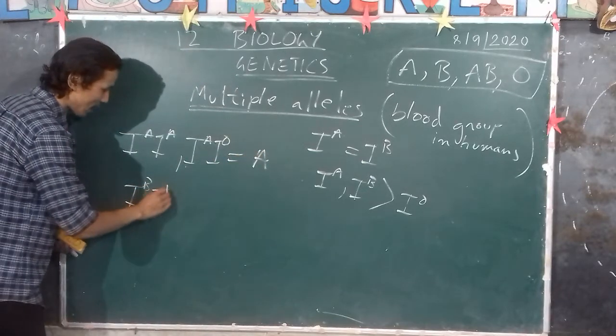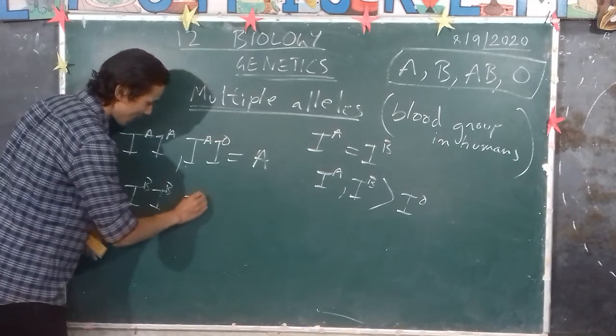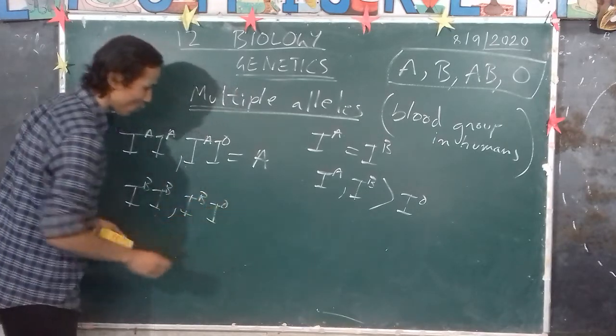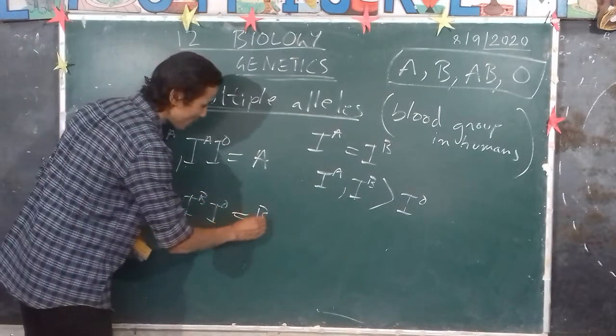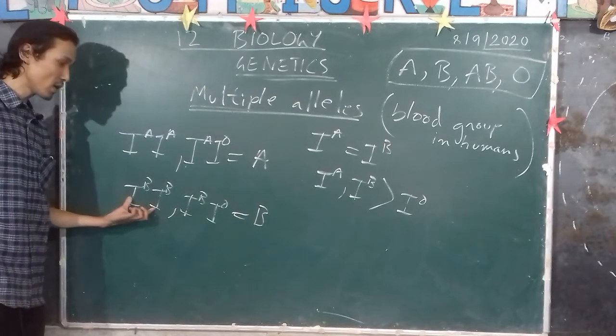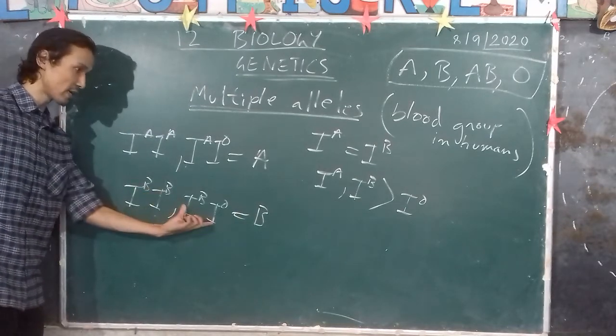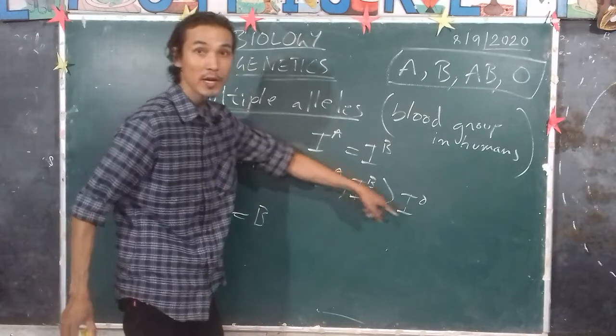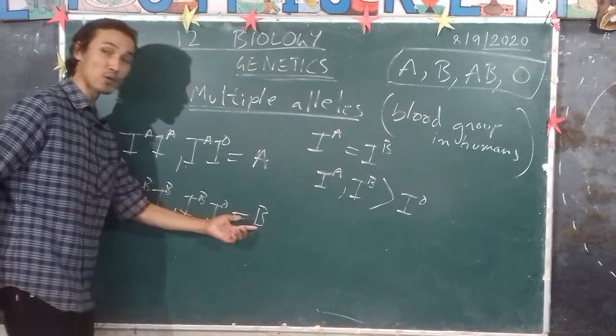IB, IB, IB, IO gives you blood group B. Again, homozygous B, both are expressed. Heterozygous, again, IB is dominant over IO. So the individual has blood group B.